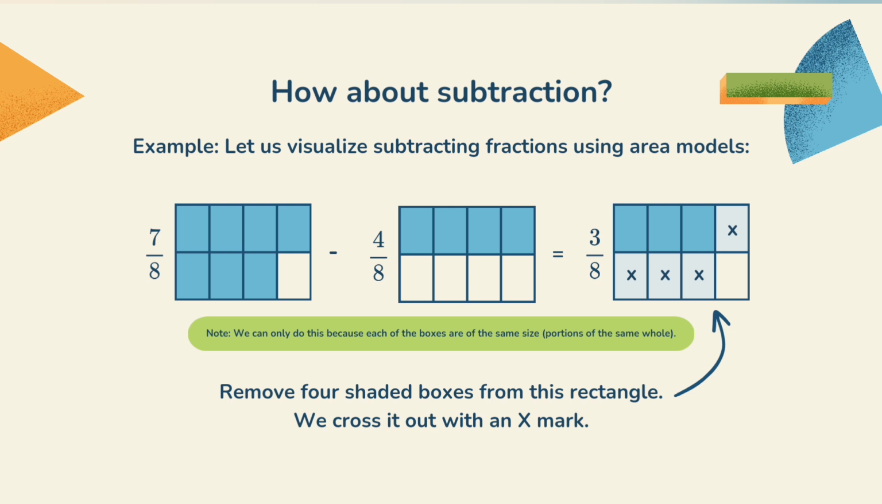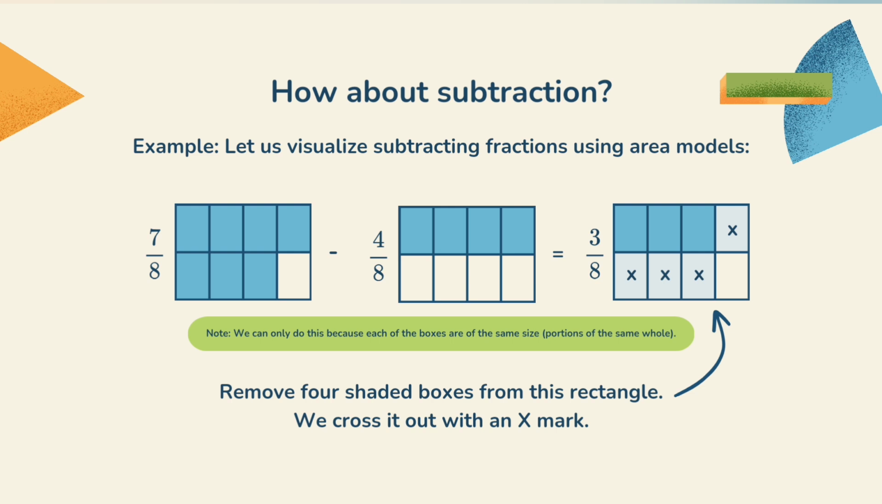So what do we have to do? We have to remove 4 shaded boxes from rectangle 1. We cross it out with an X mark as it is shown. And what is the remaining here? The remaining is 3. So the result is 3 by 8.